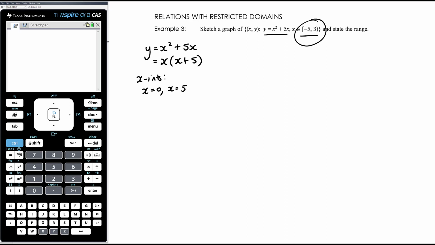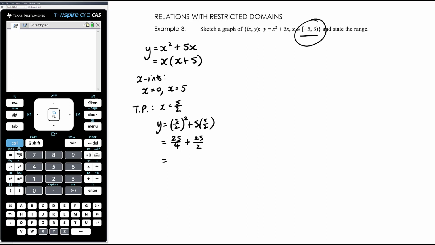Let's calculate the turning point. So the turning point is going to be halfway between those x-intercepts, which will be when x equals 5 on 2, or 2.5, which means that y is going to be at 5 on 2 squared plus 5 times 5 on 2. So I'm just substituting the x value into the rule to work out what y value corresponds to that. So that is 25 on 4 plus 25 on 2, which is 50 on 4. So 25 on 4 plus 50 on 4.